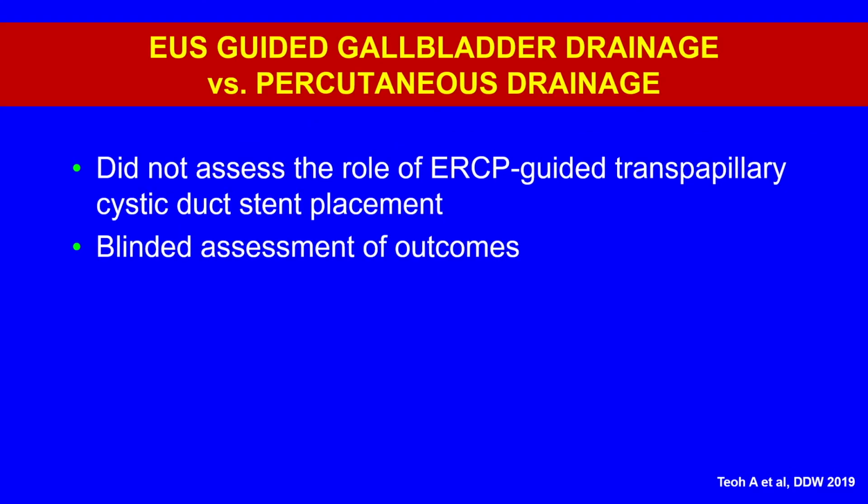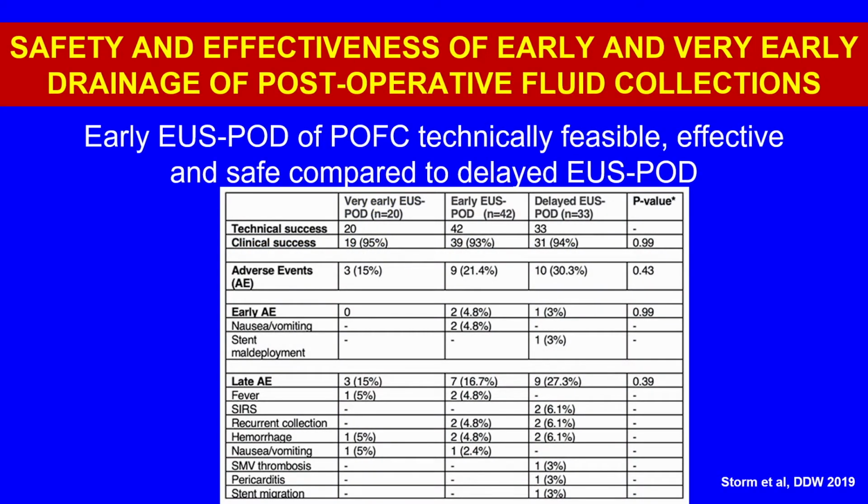Now, obviously, there are limitations of this study as well. It does not assess the role of ERCP-guided transpapillary cystic duct stent placement. One thing that I feel very strongly about these randomized controlled trials, at least in interventional endoscopy, is to really ensure that your outcomes are being assessed in a blinded fashion. And I could not tell from this study, at least at the present time, the way it's published in abstract form, whether that was performed or not. Obviously, the manuscript will provide some insight into this important way of assessing randomized controlled trials.